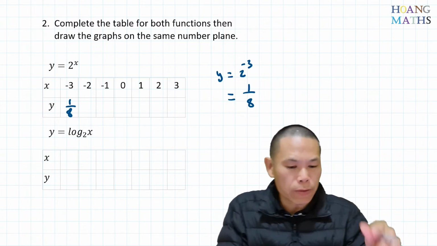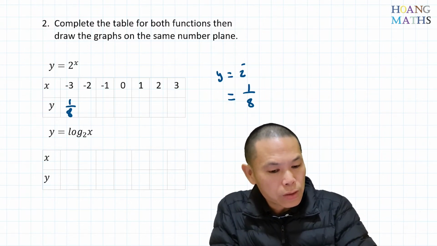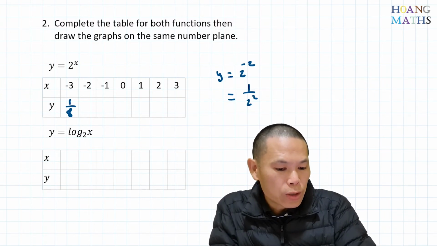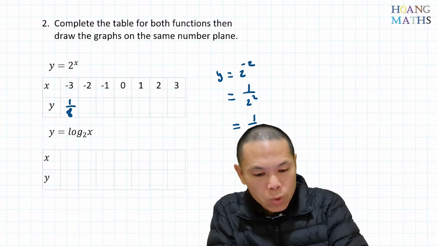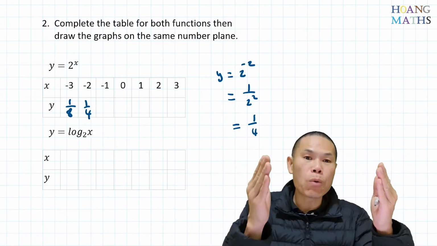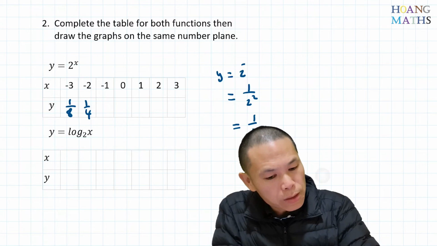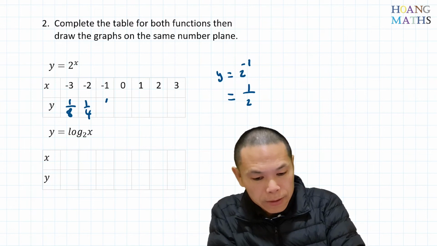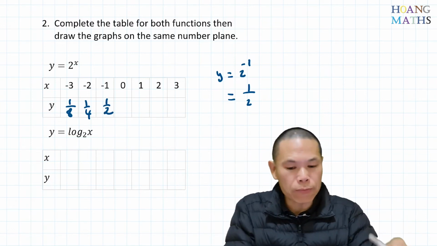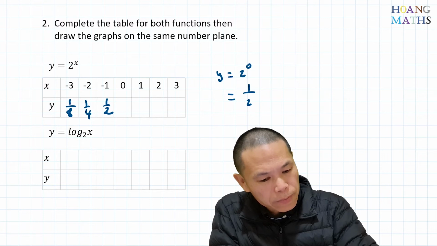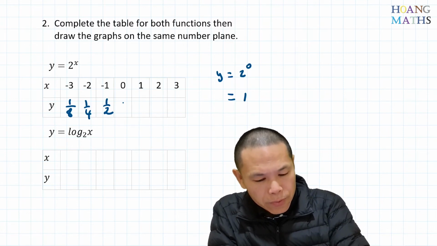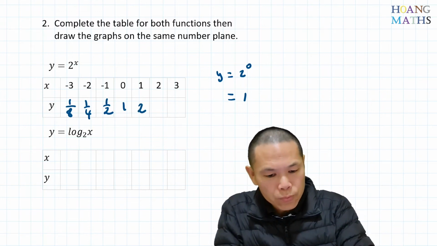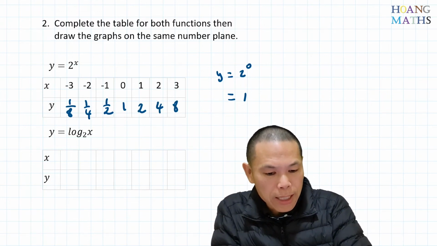And when x equals negative 2, that becomes 2 to the power of negative 2, so that becomes 1 over 4, a quarter. And when x is negative 1, that becomes 2 to the power of negative 1, so it's a half. And 2 to the power of 0 is 1, and then 2 to the power of 1 is 2, and 2 to the power of 2 is 4, and 2 to the power of 3 is 8.